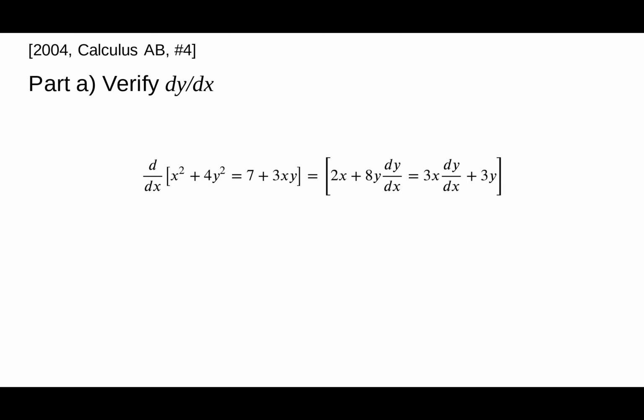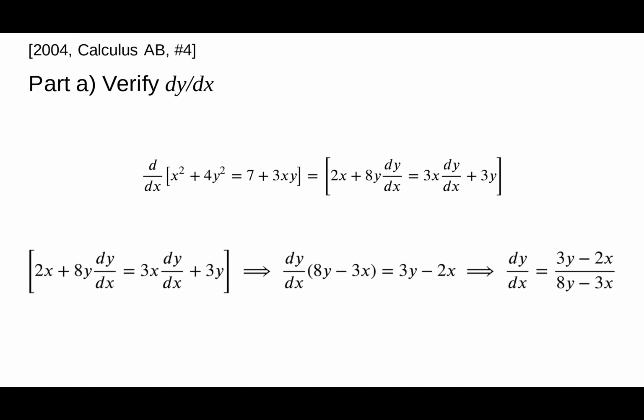So we differentiate the expression x squared plus 4y squared equals 7 plus 3xy. Using implicit differentiation, we get 2x plus 8y dy/dx equals 3x dy/dx plus 3y. Notice the use of the product rule with x times y. Then we collect our dy/dx terms, factor it out as a common factor, and solve for dy/dx.